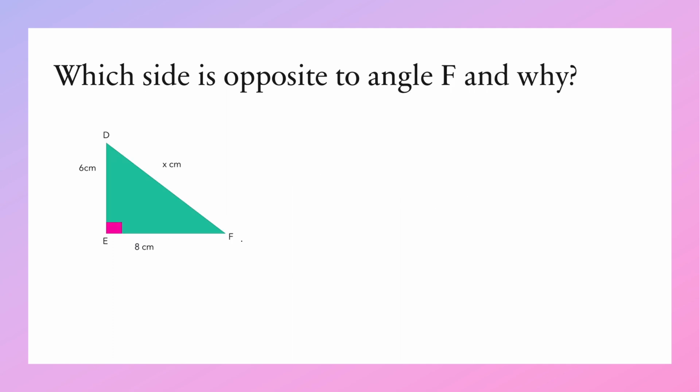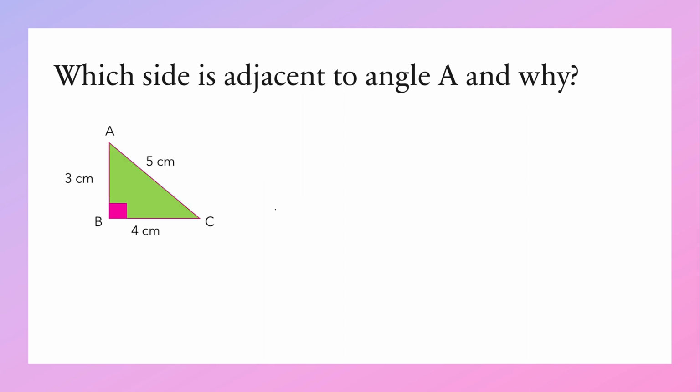Let's try another one. Which side is opposite to angle F? So we have angle F here. Which side is not touching? It's going to be DE, because it's not touching. I also want to point out that the 5 centimeters is the hypotenuse, which is opposite the right angle.